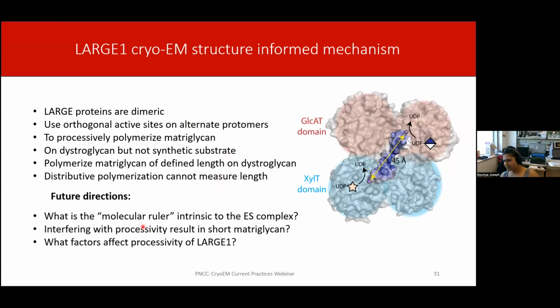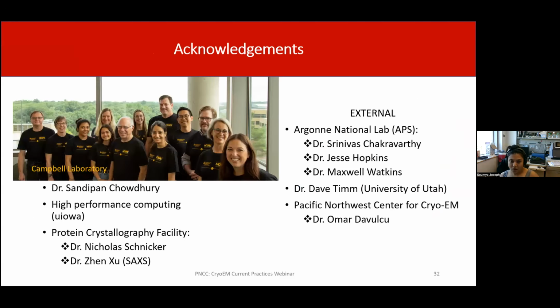So in the future, we'd like to know the structure of the enzyme-substrate complex and how interfering with processivity results in short matriglycan. We'd also like to explore, using structural and biochemical techniques, what factors affect the processivity of LARGE1. And that's the end of my talk.